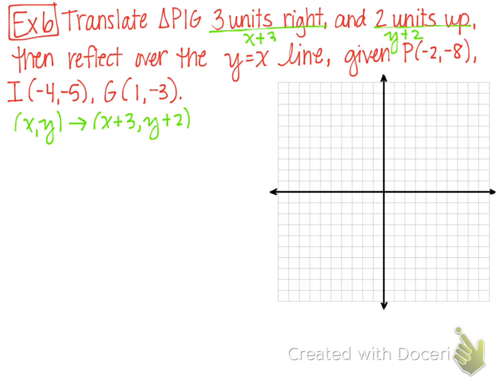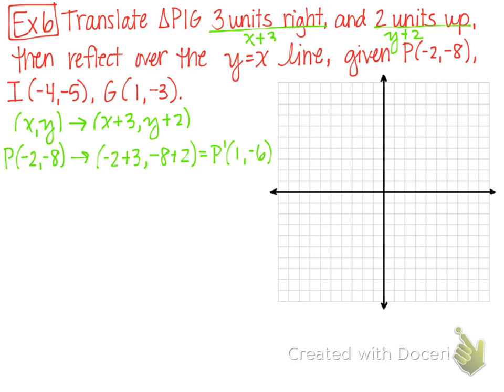So let's go ahead and translate PIG. P originally is at (-2, -8). So we're going to take -2, add 3 to it, and -8, add 2 to it. So P prime is at (1, -6).